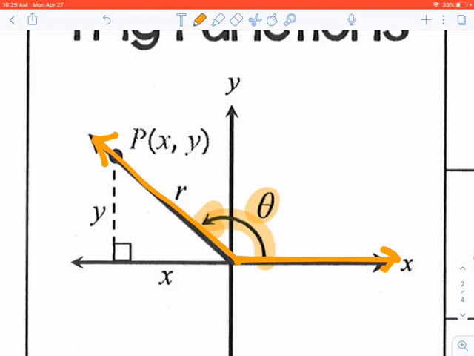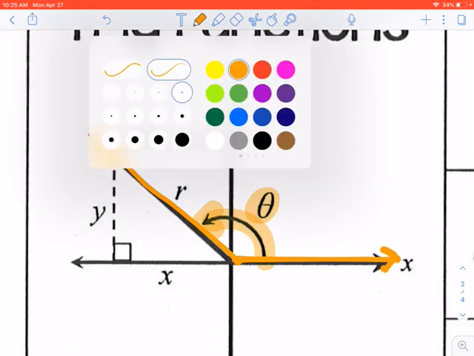Angle, let's say it's 120 degrees, doesn't matter. And it ends at this point P with the point XY, okay? We can find the length of this point from the origin by doing Pythagorean theorem. It's actually a version of a distance formula, right? Okay, it all comes from the Pythagorean theorem.